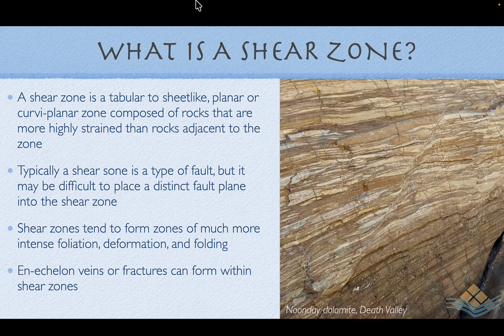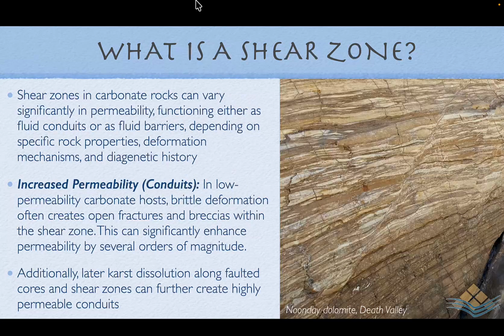Within that shear zone, we can have a lot of differentiation related to much more intense foliation, deformation, and folding. Within shear zones, we often find echelon veining or fracturing, and so we don't see a consistent variation in permeability. Shear zones in carbonate rocks would typically function either as a fluid conduit or as a fluid barrier, depending on the specific rock properties, the deformation mechanisms, and its diagenetic history. We'll look at that in the next couple of chapters.